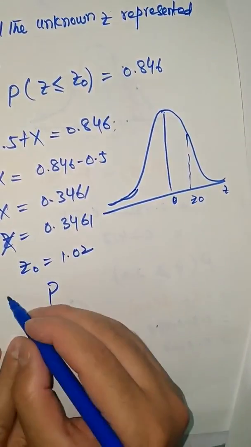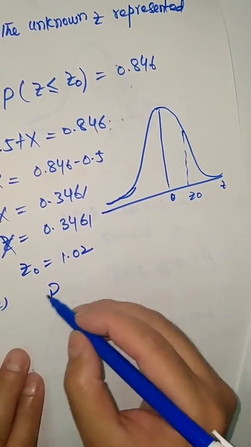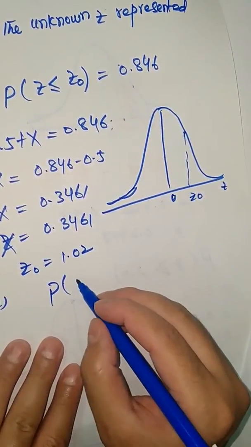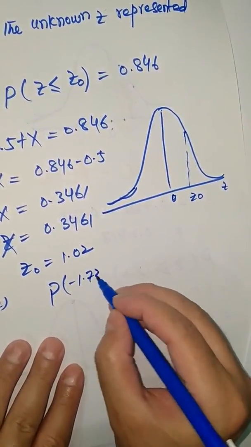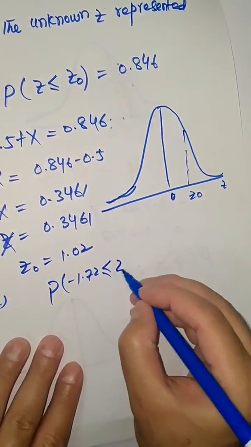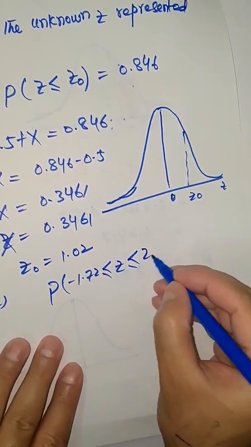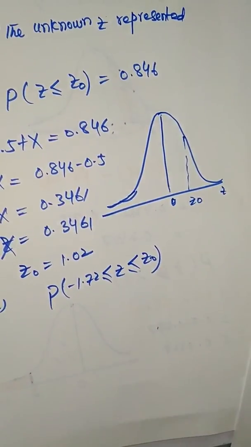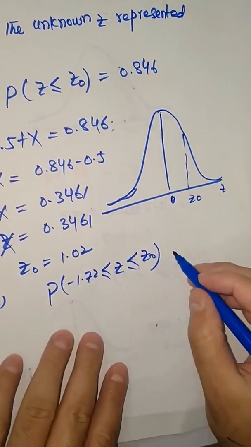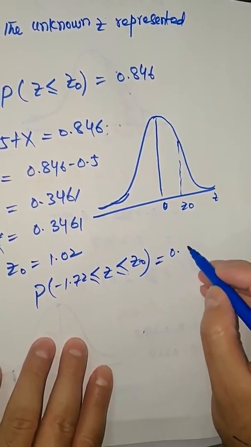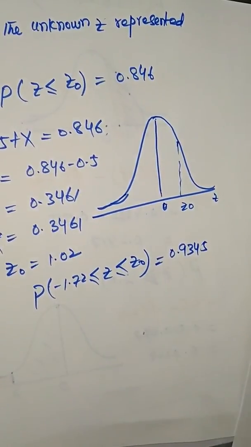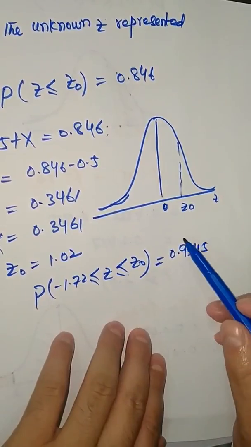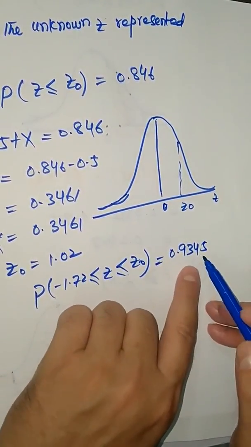Find the probability, so this is a part, this is b part. Z is greater than minus 1.72, greater than or equal to, and less than z naught. So this is equal to 0.9345. So the total area under the curve is 0.9345.